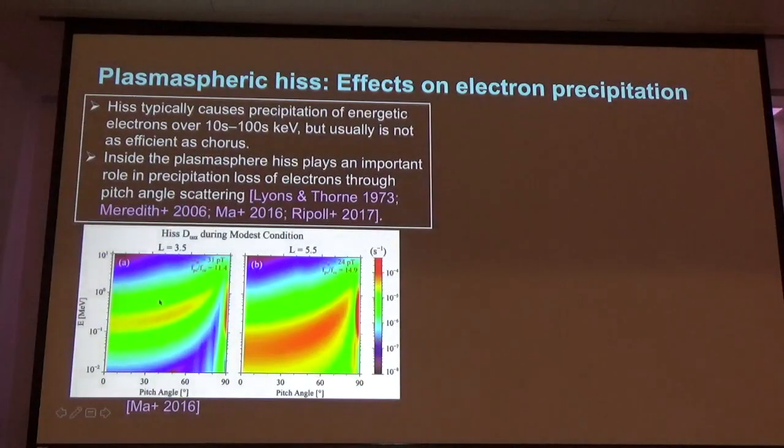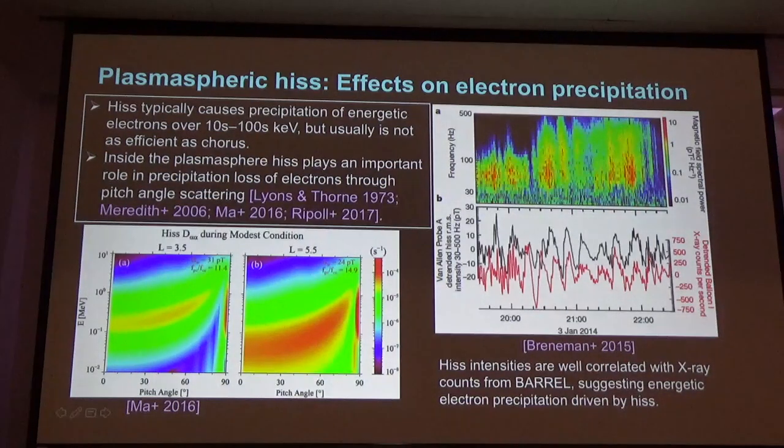And this figure shows the pitch angle diffusion coefficients of typical hiss at L of 3.5 and 5.5. And we can clearly see that hiss typically causes the precipitation of energetic electrons over the energy from tens of keV up to a few hundred keV. But their scattering rate is usually not as efficient as chorus. But inside the plasmasphere, hiss still plays a very important role in precipitating electrons through pitch angle scattering, and is known to be important to create the slot region between the inner and outer radiation belt.